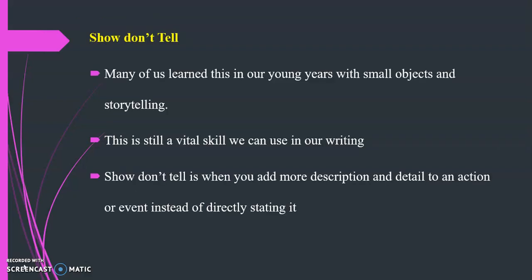It can be a rough sketch for dialogue. You must remember, when you're writing, you have to show and don't tell. Many of us learn this in our younger years with small objects and storytelling. This is a vital skill that can be used in our writing. Show, don't tell, when you add more description and details to an action or event instead of directly stating it.